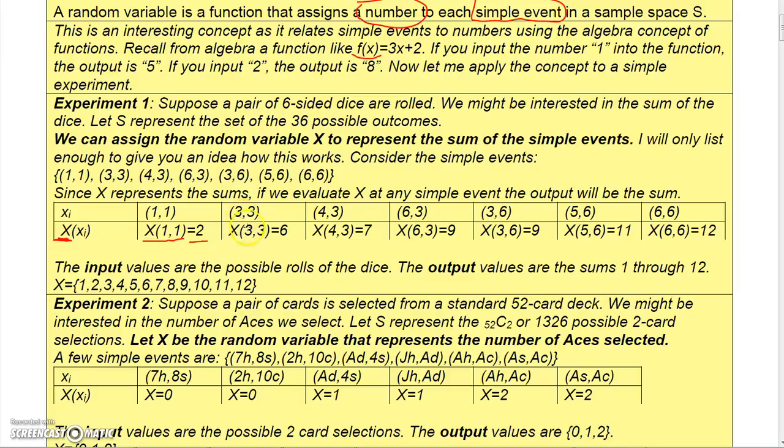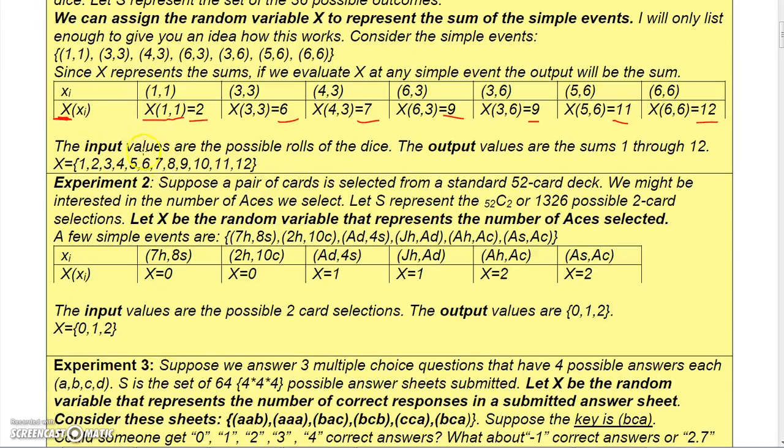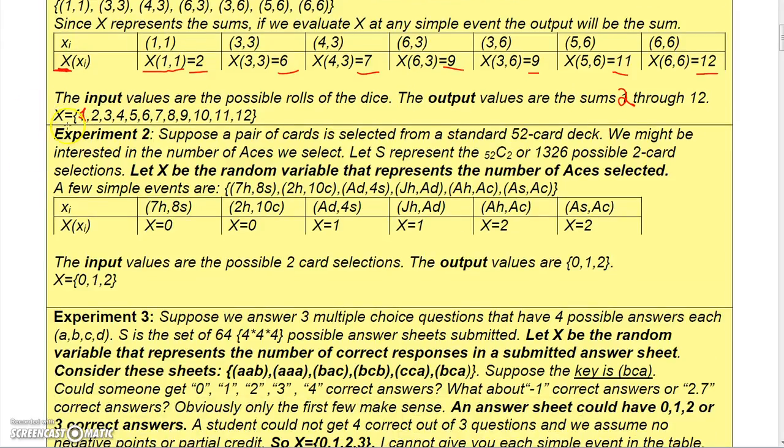If we roll a (3,3), the output would be the sum of 3 and 3, which is 6. If we roll a (4,3), the output would be 7. (6,3), the output would be 9. (3,6), the output would be 9. And (5,6), the output would be 11. And then (6,6), the output would be the sum of 6 and 6, which is 12. So the input values are the possible rolls of the dice, and the output values are the sums, which are 1 through 12. Actually, that's not 1 through 12. You can't get a 1. It's actually 2 through 12. Okay, so those are the sums you can get.